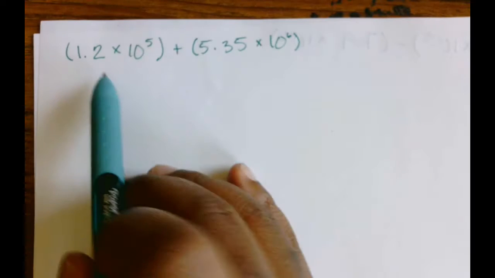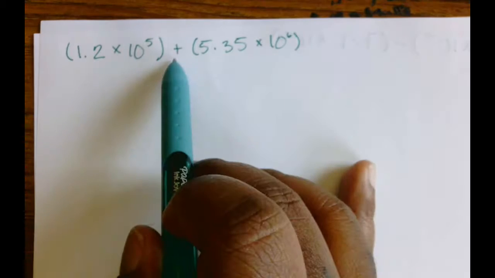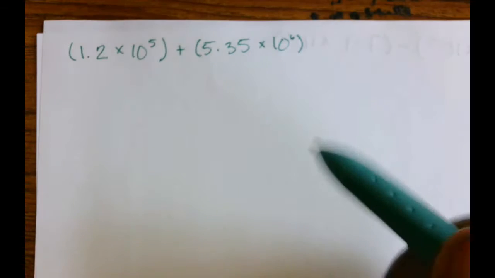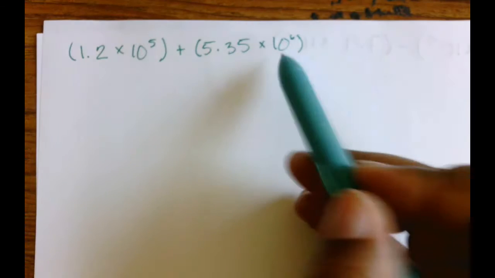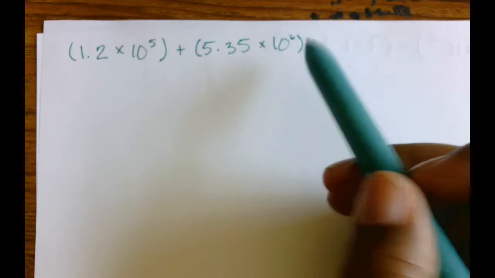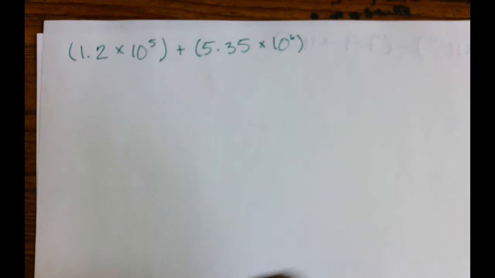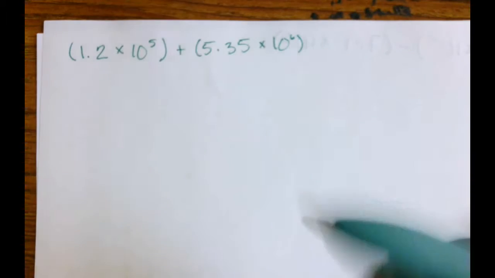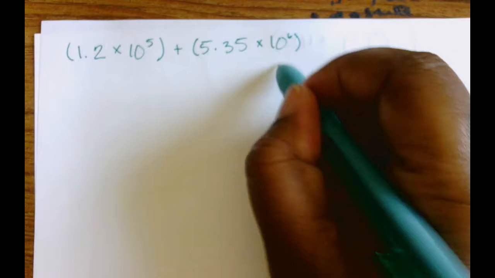First thing I want to do when I'm adding numbers in scientific notation, I want to make sure that both of my exponents, my powers of 10, are going to be the same. Right now, they aren't. One is 6 and one is 5. So I need to change one of them so that they are the same. The one that I always like to change is the one that is larger if it's a positive number.